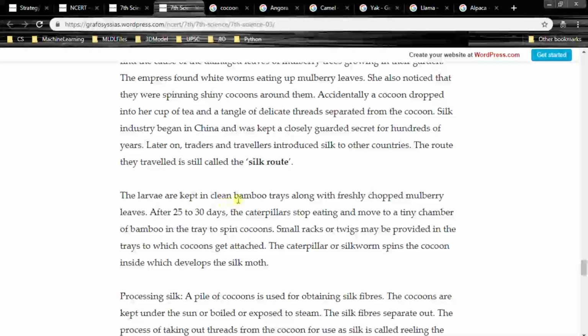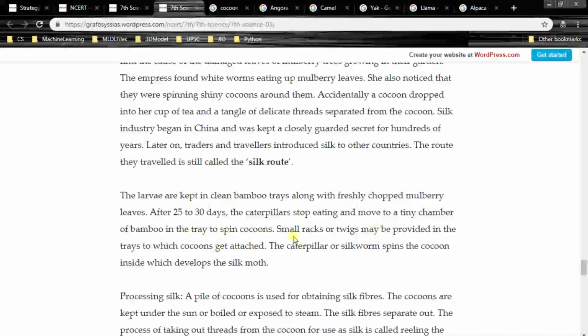The larvae are kept in clean bamboo trays along with freshly chopped mulberry leaves. After 25 to 30 days, the caterpillars stop eating and move to a tiny chamber of bamboo in the tray to spin cocoons. Small racks or twigs may be provided in the trays to which cocoons get attached. The caterpillar or silkworm spins the cocoon, inside which develops the silk moth.